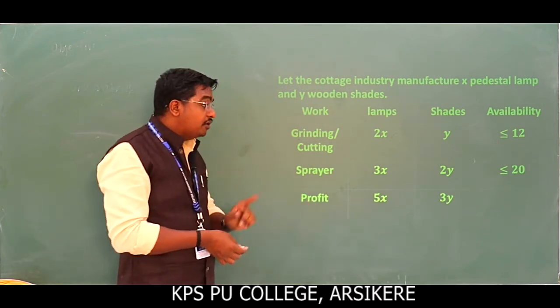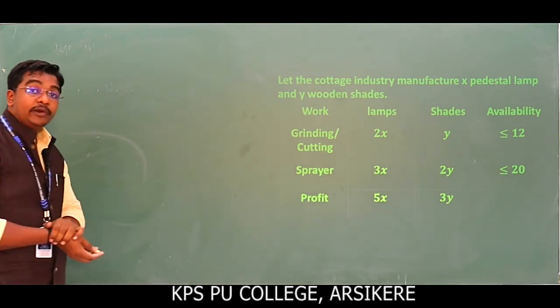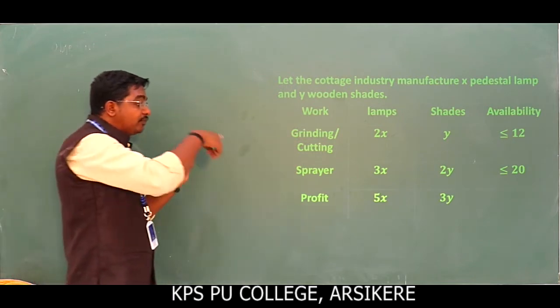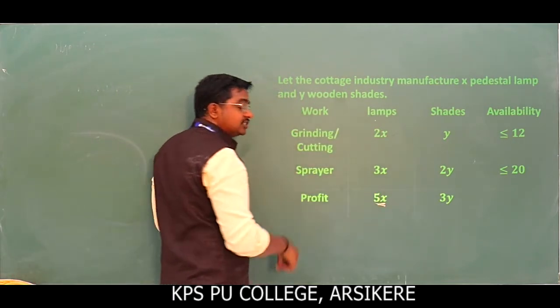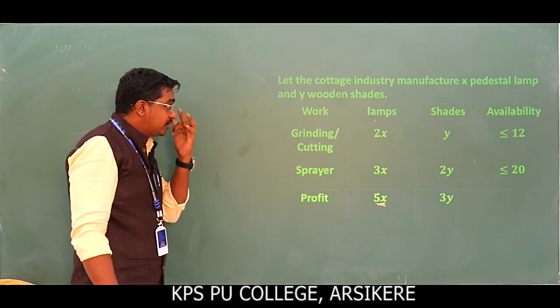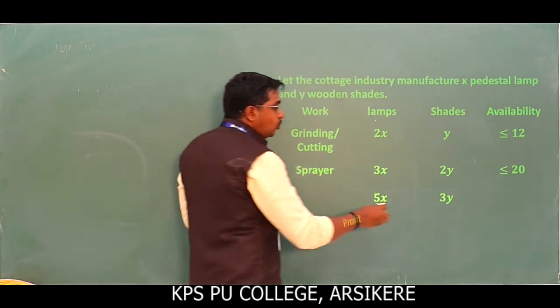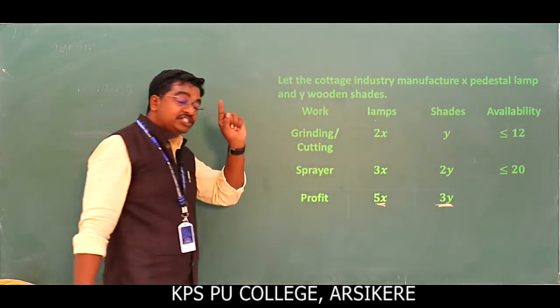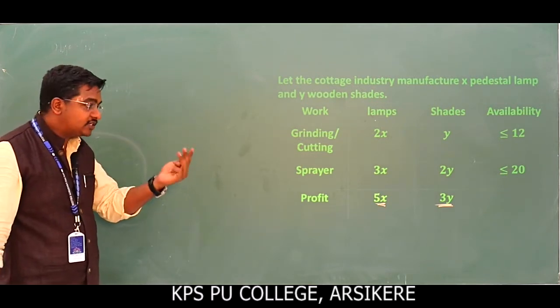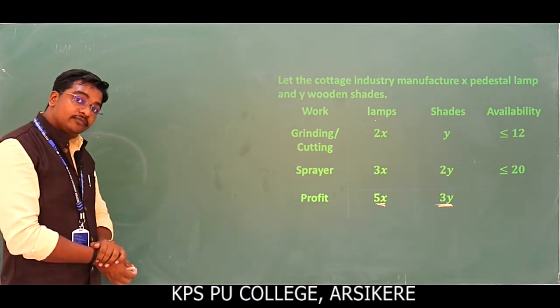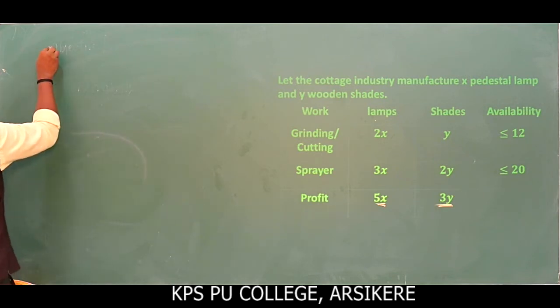So profit from 1 lamp, you obtain a profit of 5 rupees. For x number of lamps, you obtain 5x. Clear? Next one. For sheds, 3 into y. So for 1 shed, 3 rupees. For y number of sheds, that becomes 3 into y. Okay. So what is our objective function here?